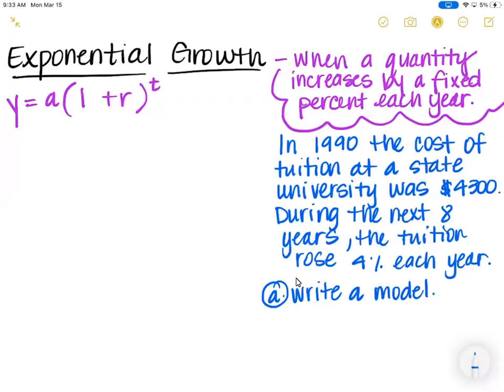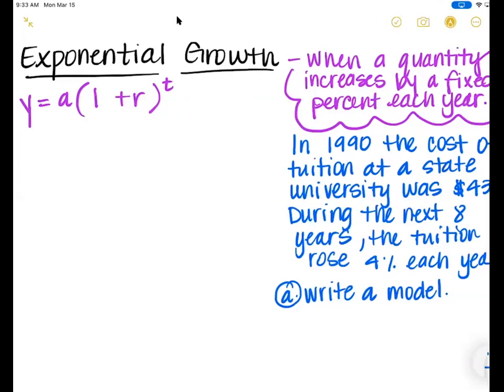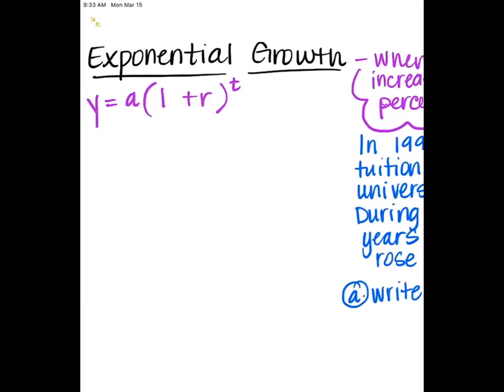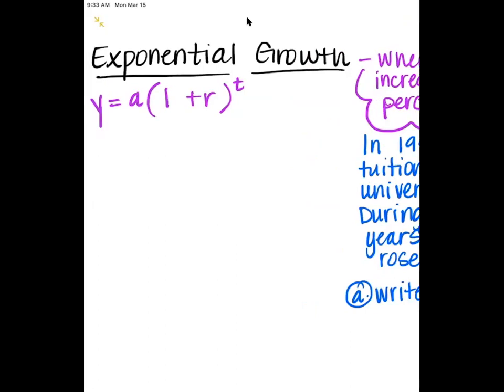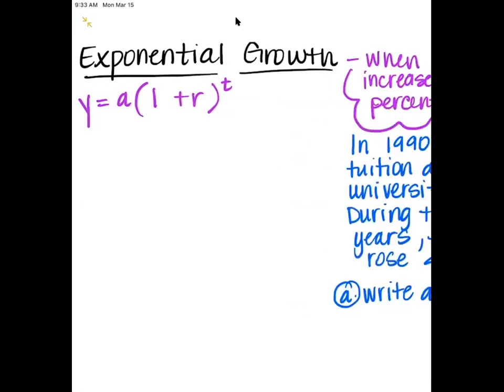All right, so today we are going to be looking at exponential growth. Exponential growth is when a quantity increases by a fixed percent each year. To the left here, we have the exponential growth formula, which is y equals a times 1 plus r to the power of t. So let's go ahead and look at what exactly these variables represent, okay? So we're going to do them by color.